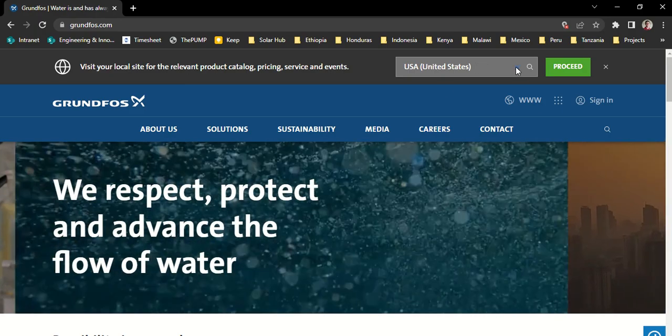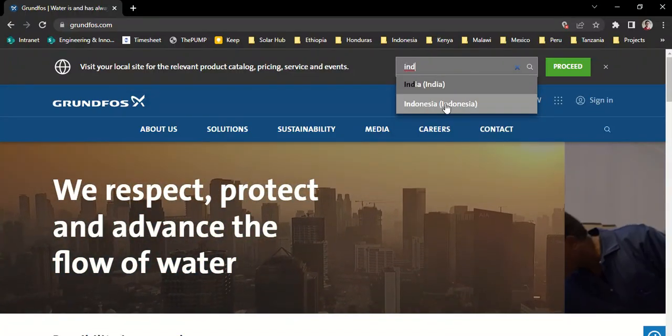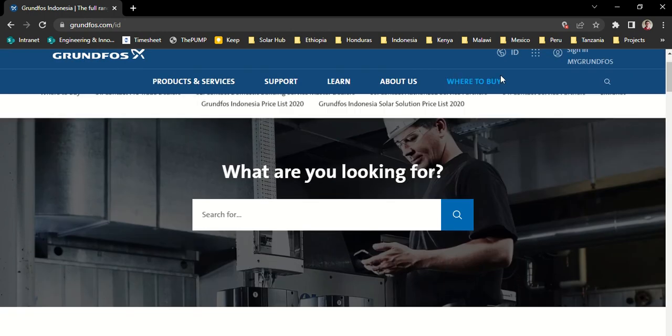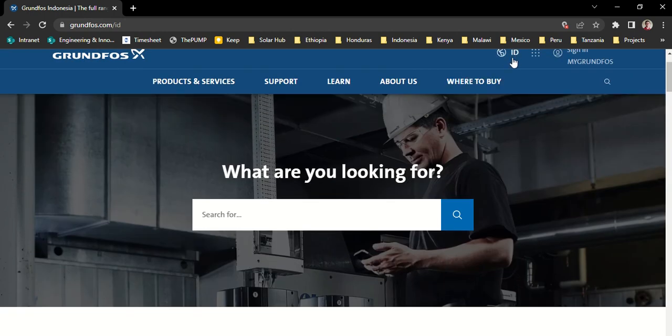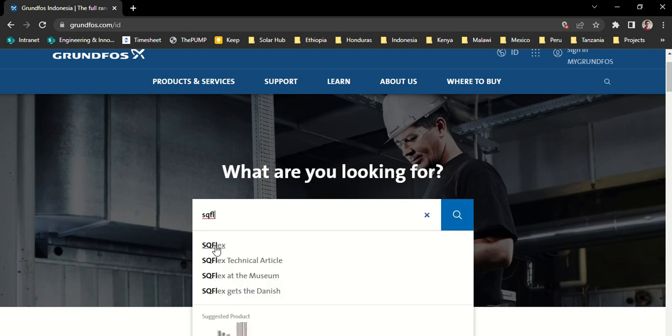And again, you can change your location here. Let's say that we're doing this project in Indonesia. You can come to the Grundfos Indonesia website. You can see that here by this ID, and then search for a product. In this case, the SQ Flex. And we can click on this first one, the SQ Flex.